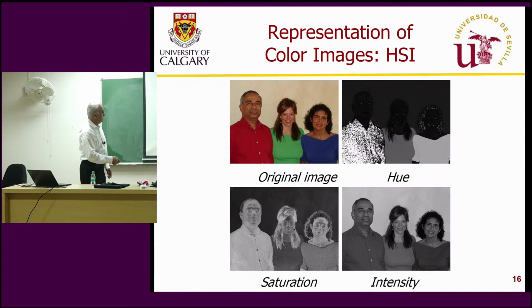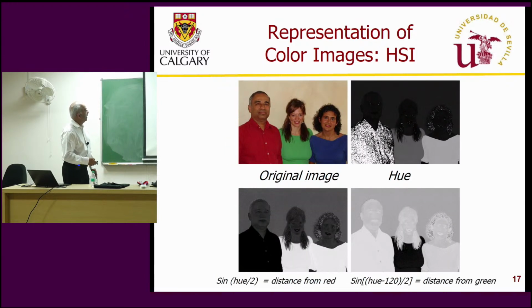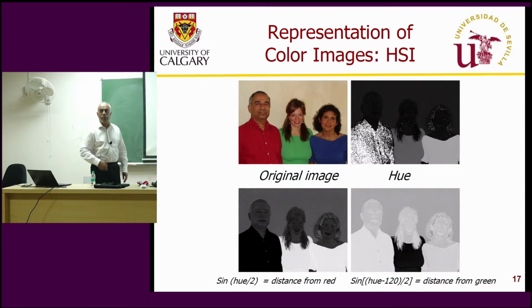Okay, saturation, my shirt is pure red. That is not pure green. That blue perhaps is close to pure blue. If you take the sine of hue divided by 2, then that becomes the distance from red. So don't display the angle as such, take the sine, and then those things are cleaned up. So what is the distance from red? Positive or negative? 1 degree this way or 1 degree that way is the same distance from red.